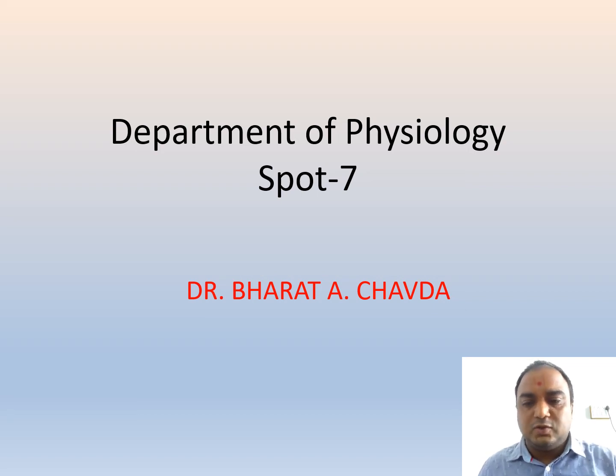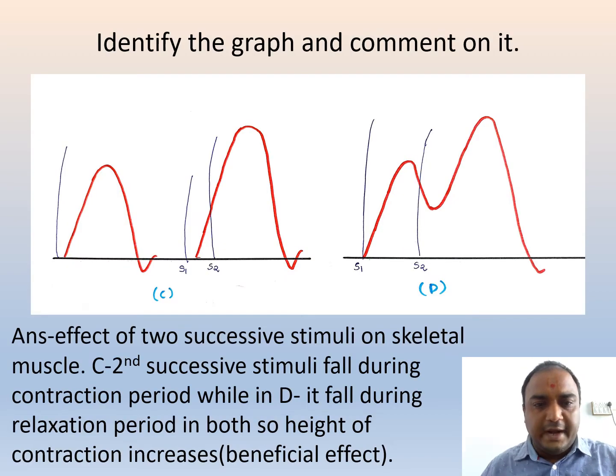Welcome friends, spot part 7: identify the graph and comment on it. You can see the first stimulus is given and we get a simple muscle twitch. But when the second stimulus S2 is given during the contraction period, an increase in the height of contraction is noted.